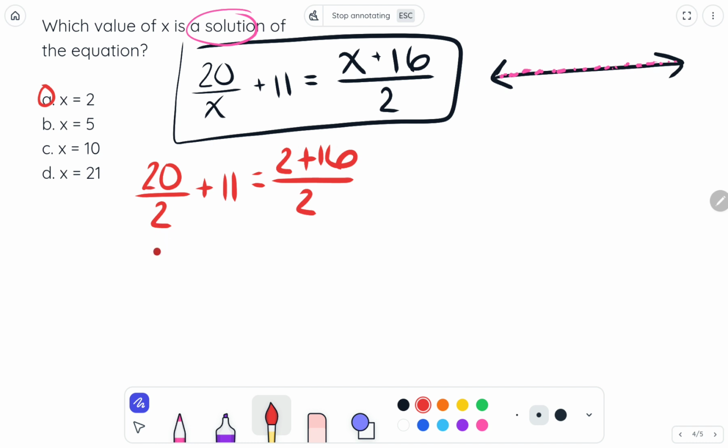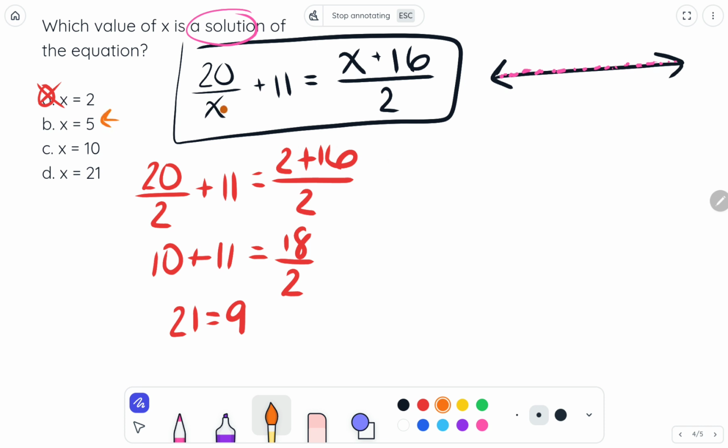So 20 divided by 2 is 10, plus 11. On our right hand side, we have 2 plus 16, which is 18, divided by 2. So 10 plus 11 is 21. And on our right hand side, 18 divided by 2 is 9. Well, 21 is not equal to 9, so that is not a solution. So 2 is not a solution because when we plugged it into the equation, it did not give us a true statement. So let's try x is equal to 5.